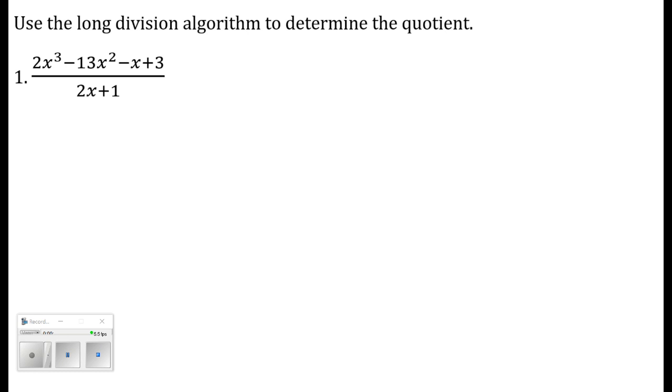Common Core Algebra 2, Lesson 3, Long Division. Again? Yes, we're doing long division again. Use the long division algorithm to determine the quotient.